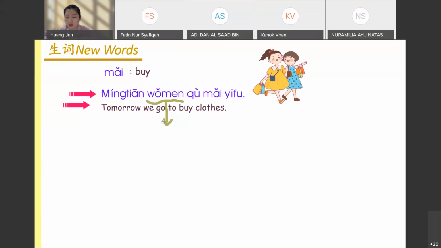So please study hard. 我们 means we, which is people. So for people we will use 谁. Then the whole sentence we will ask is 明天谁去买衣服? Tomorrow who goes to buy clothes?